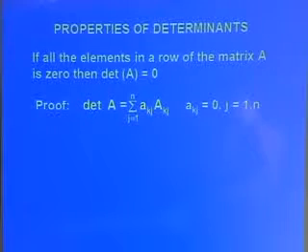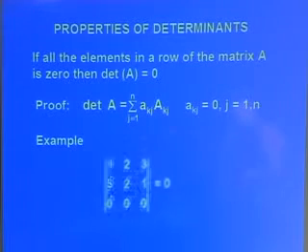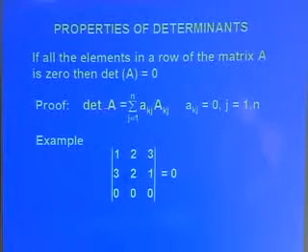Determinant A, as I told you, can be written as the sum over j equal to 1 to n of akj times Akj. This Akj is the cofactor of akj. Now if all the elements in a row of the matrix A is 0, then you can use that particular row for expanding the determinant. So let us say k is the row in which we have all elements 0, then we can use this definition. Since akj is 0 for all values of j from 1 to n, everything will be 0.